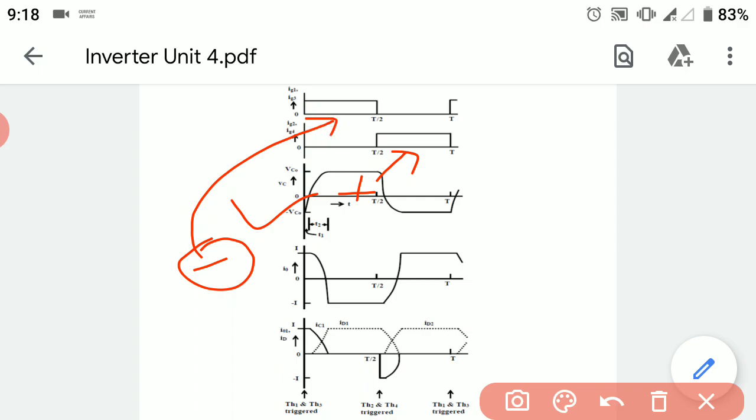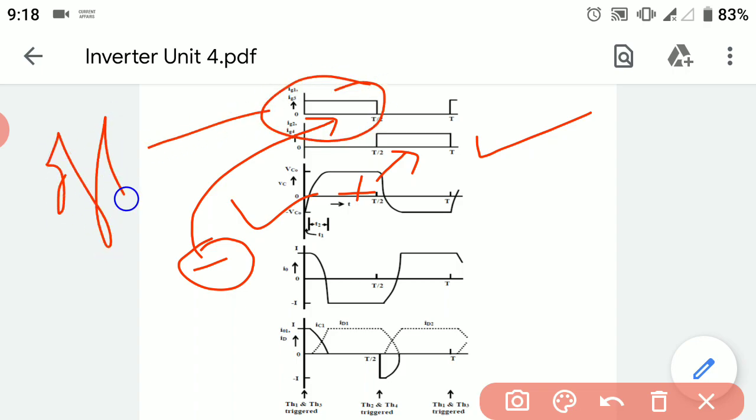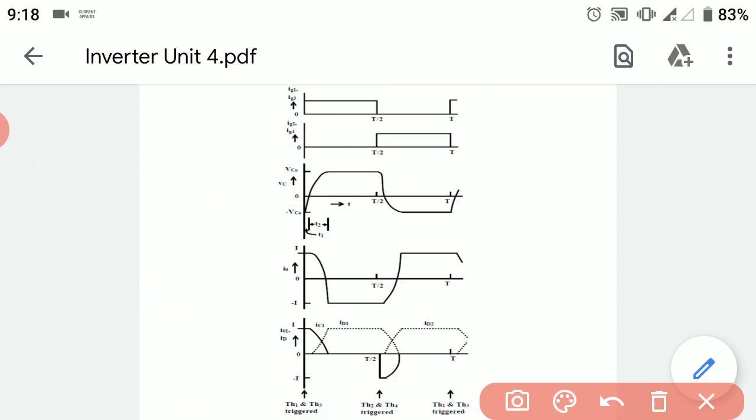So the positive polarity will forward bias the thyristors TH2 and TH4, and the negative polarity of the plate will reverse bias the thyristors TH1 and TH3, due to which the thyristors TH1 and TH3 will turn off due to negative polarity, and the thyristors TH2 and TH4 start conducting. This is the current through the diodes and through the output current.